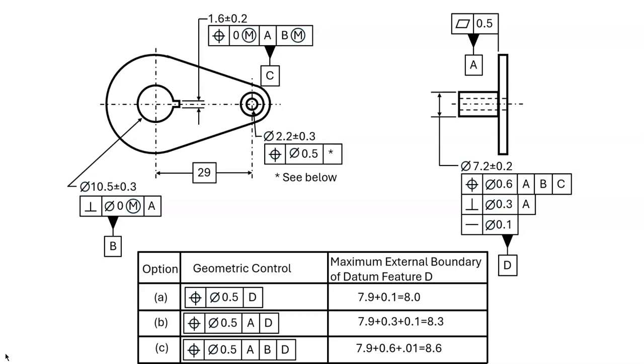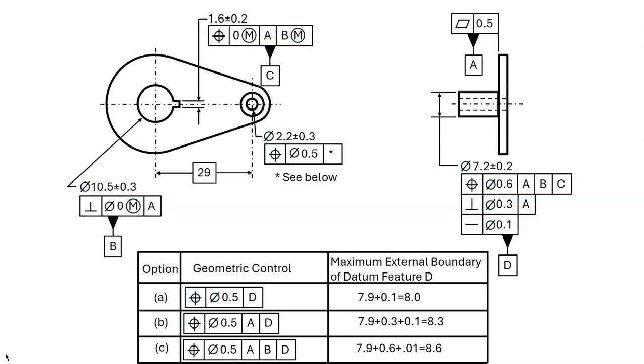Today we are going to talk about external boundaries as simulated by variable-size datum feature simulators as shown in Figure 7-24 in the ASME Y14.5 2018 standard. The figure looks something like this slide. The goal in this figure is to calculate the maximum external boundary at datum feature D.